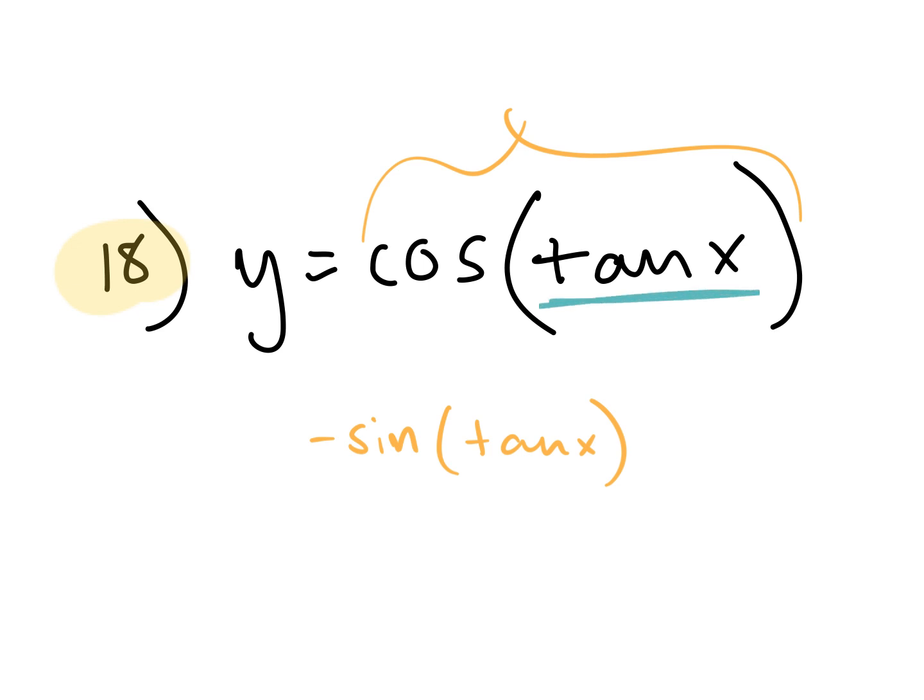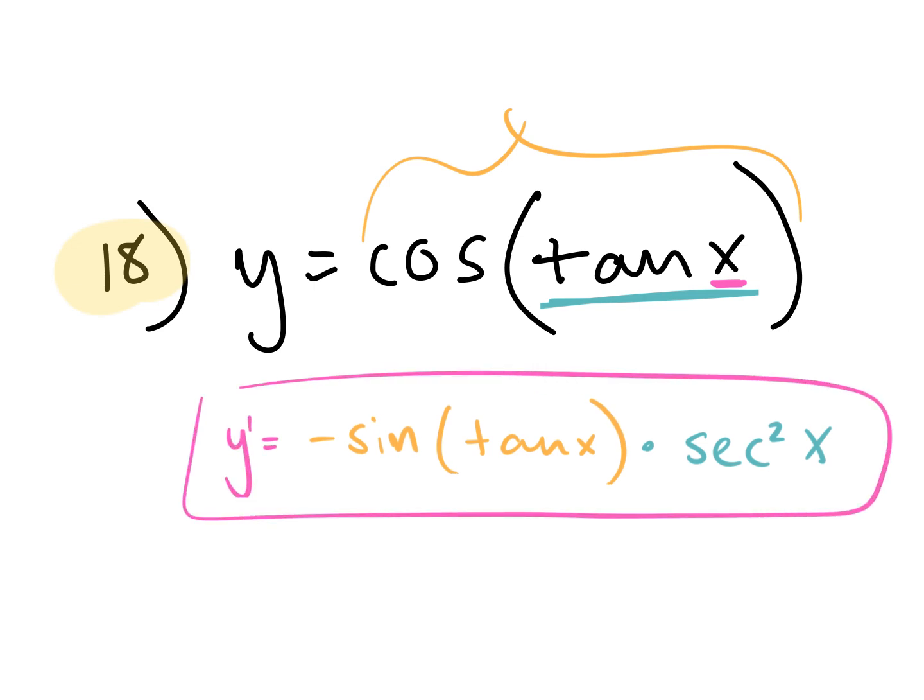What's the derivative of tangent of x? Secant squared x. Times the derivative of what we're taking the tangent of, which would just be 1. So the derivative of x would just be 1. So this would be our answer here. This would be our derivative. Any questions here?